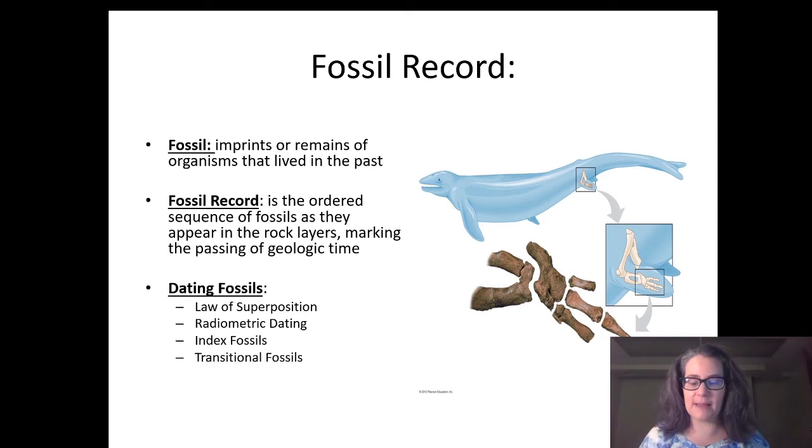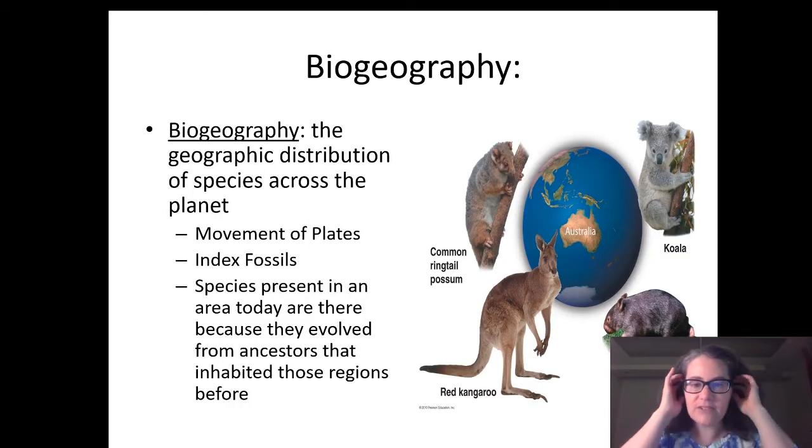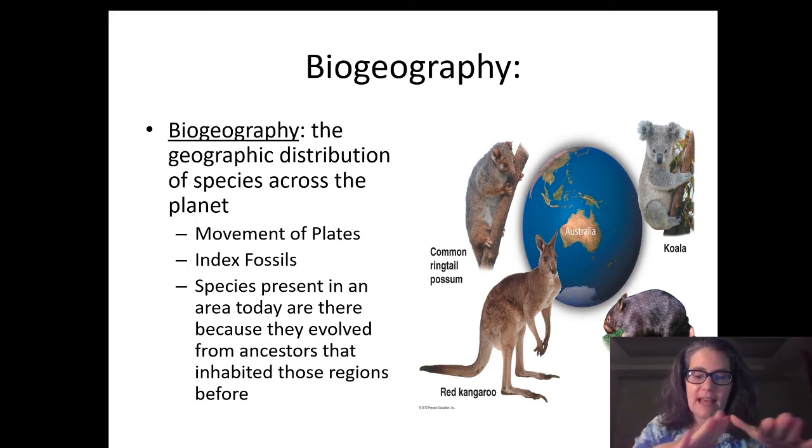Another piece of evidence for evolution is biogeography. This is the geographic distribution of species across the planet. We can use the movement of plate tectonics, so when plates have been together and then moved apart. Using index fossils, we can date when those plates were together or when they were apart, and across the oceans, look at different species that have occurred together.